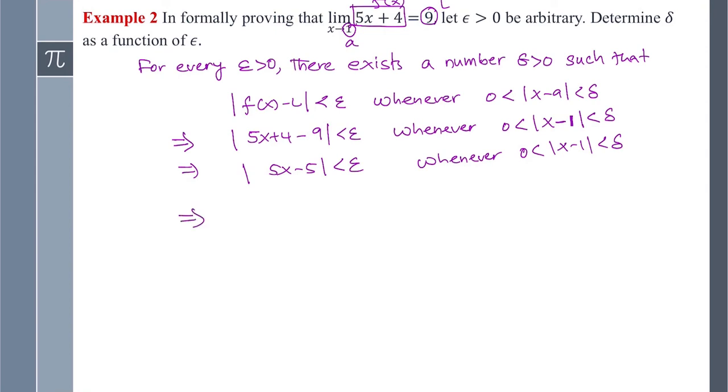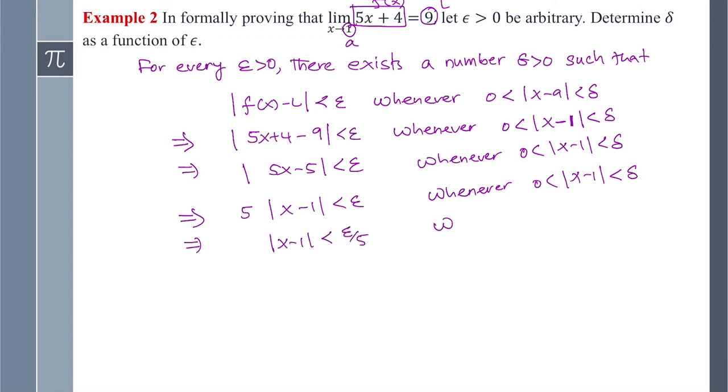Now, if we factor out 5, then we get 5 times the absolute value of x minus 1 is less than epsilon whenever the absolute value of x minus a is between 0 and delta. Now, if we divide by 5 here, we get the absolute value of x minus 1 is less than epsilon over 5 whenever the absolute value of x minus 1 is between 0 and delta.